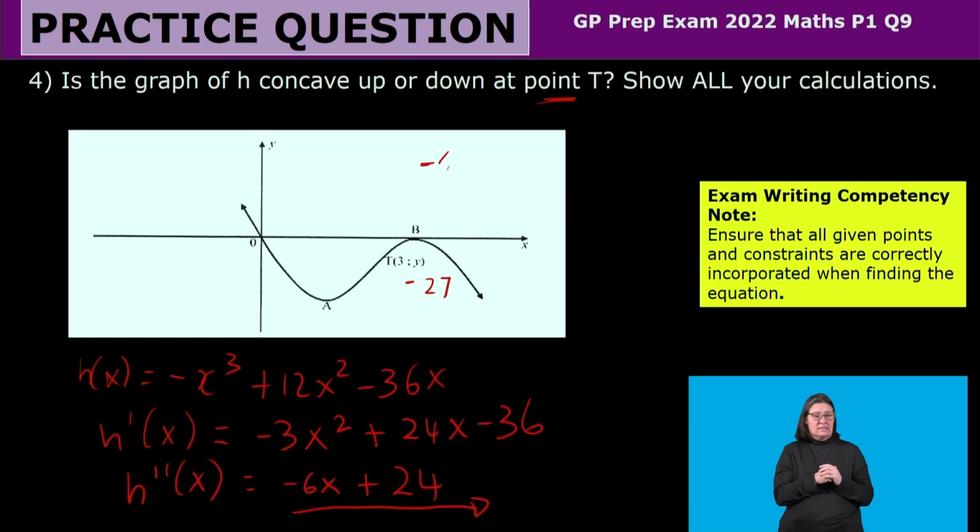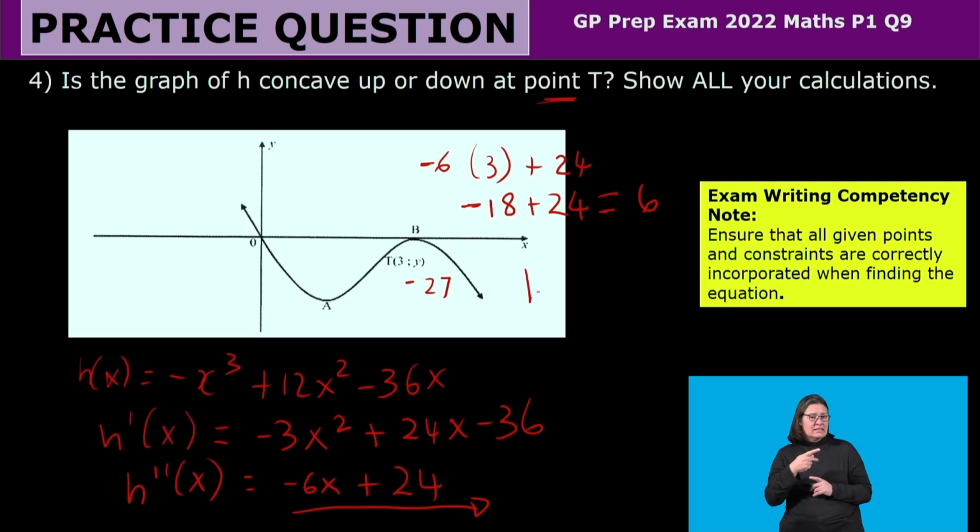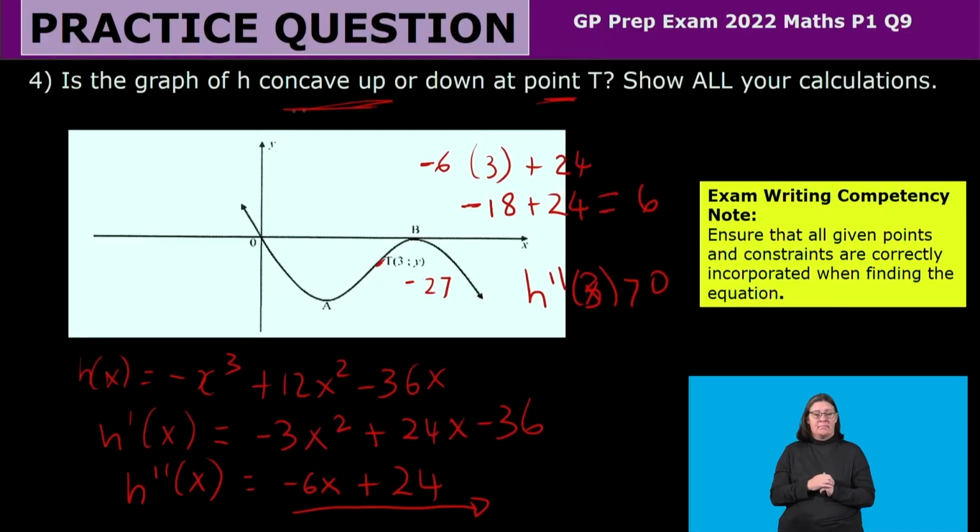So we get minus 6 times 3 plus 24. Minus 6 times 3 is negative 18, plus 24, which is 6. 24 minus 18, we've got 6. So we see that the second derivative at that point is positive. So the second derivative at 3 is positive. Therefore, if your second derivative is positive, it means that your graph is concave up. So at that point T, your graph will be concave up.